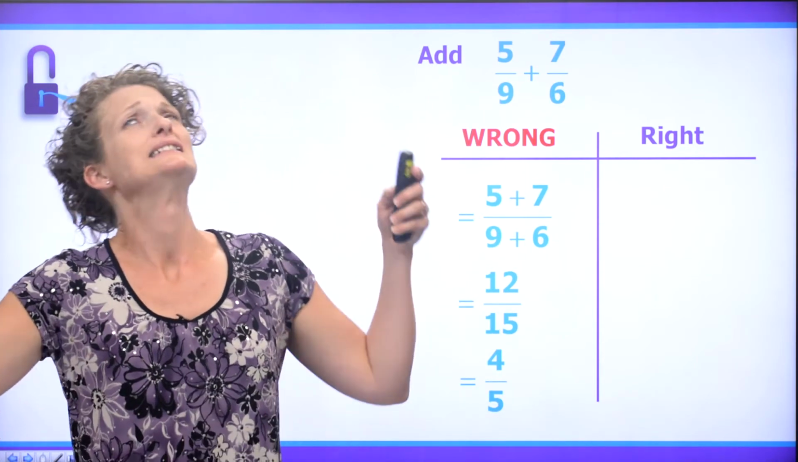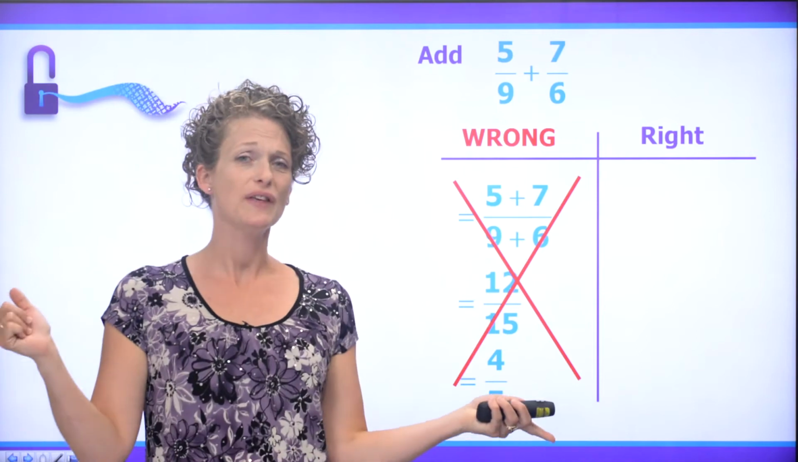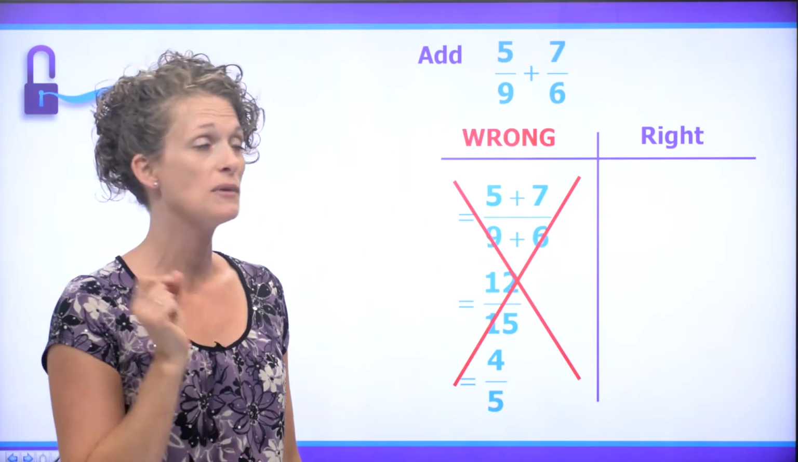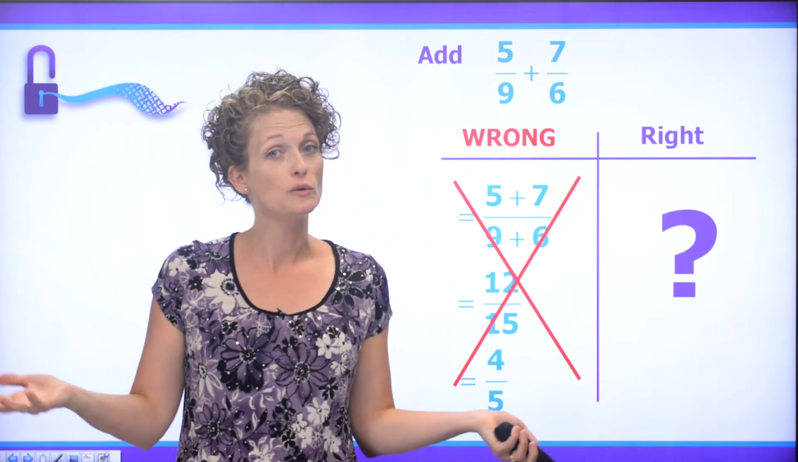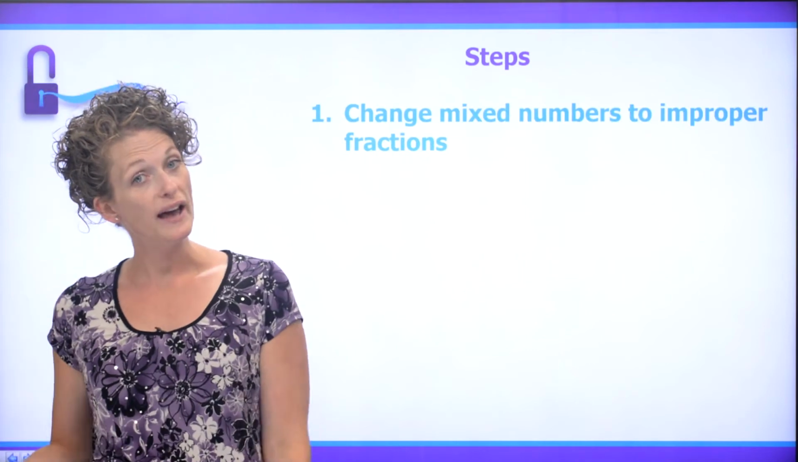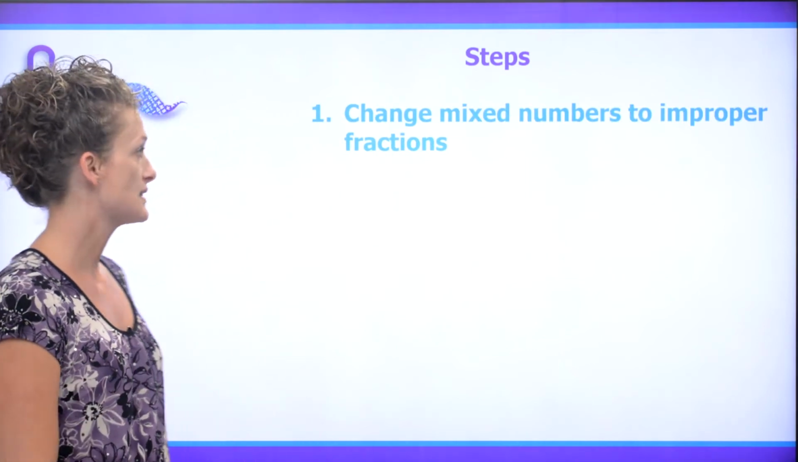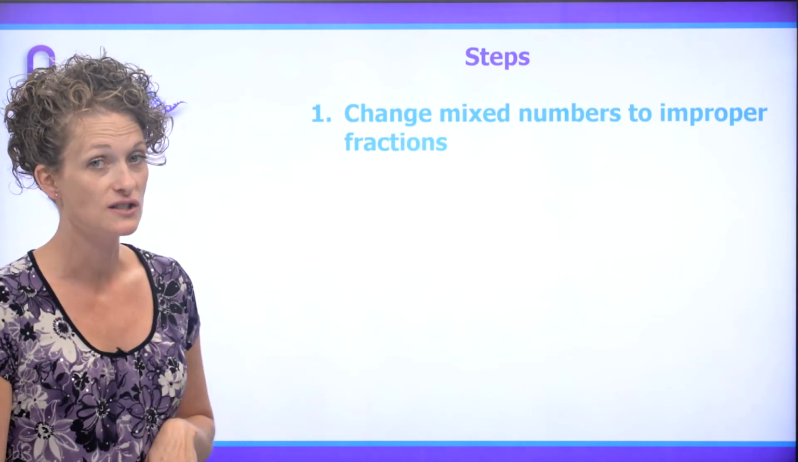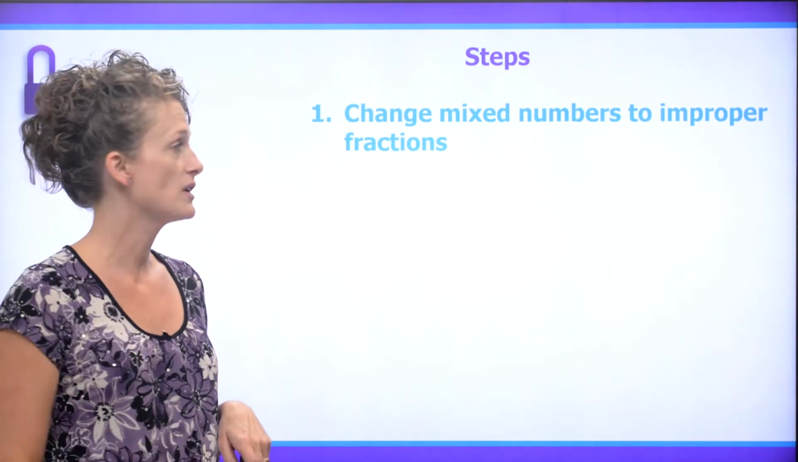But then I say, don't ever do that. We cannot add or subtract fractions unless they have the same denominator. So how do we do it the right way? Well, first I want to tell you a couple of steps that will help to simplify your work just a little bit. Change all your mixed numbers into improper fractions. Remember improper, bigger number on top.